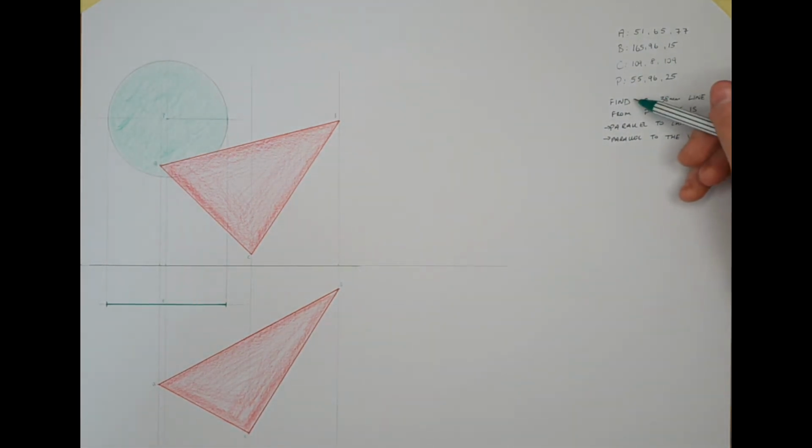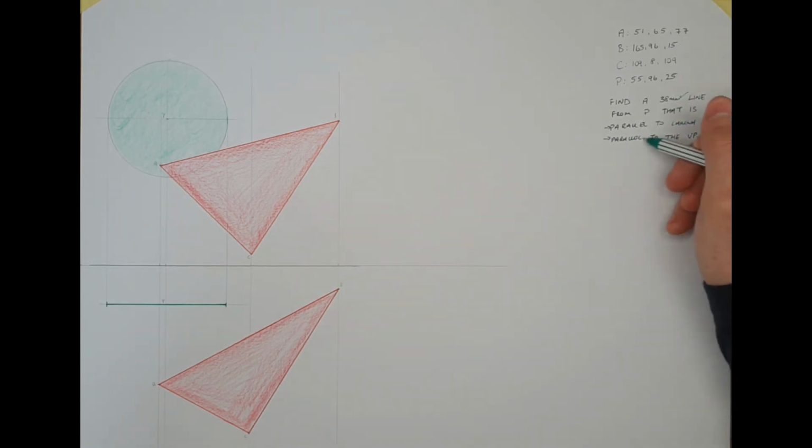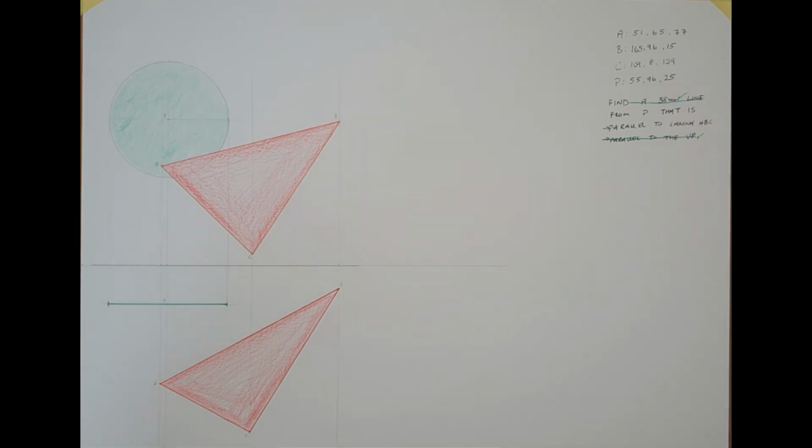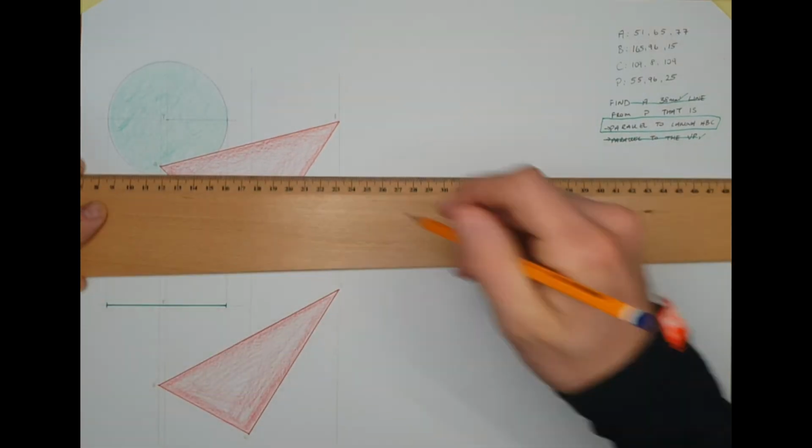So if I just tick them off, find the 38mm line, okay, I've that done, from point P that's parallel to the lamina, no, parallel to the vertical plane I have. So I have right now found every line that's parallel to the vertical plane that is 38mm long. So the big one I'm left with is parallel to the lamina ABC. So let's go ahead and find an edge view of the lamina. If we can find an edge view of the lamina, we can set the line parallel to that edge view.